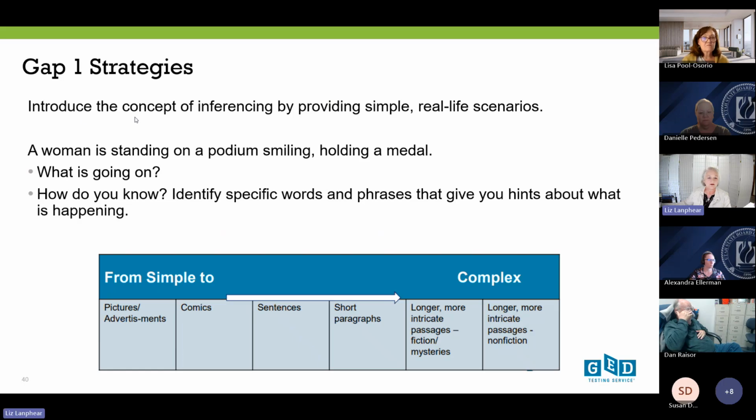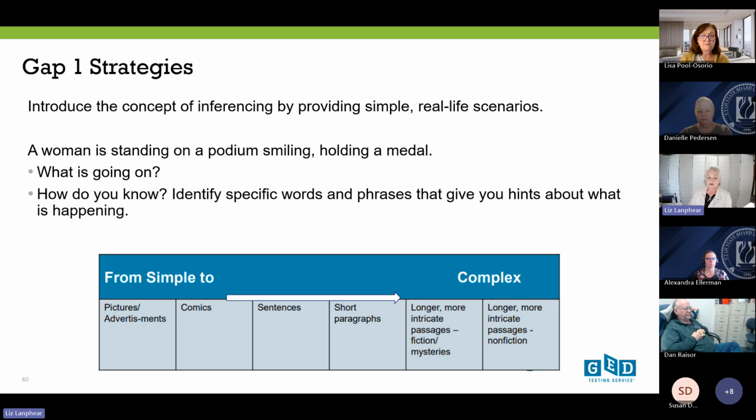So a strategy is to introduce the concept of inference by providing simple, real life scenarios. So a scenario of a woman standing on a podium, smiling, holding a medal. Ask your students, what is going on? How do you know? Identify specific words and phrases that give you hints about what is happening. So this is an easy one, right? They can all visualize a woman standing on a podium holding a medal and infer what could be going on, that she's won some kind of contest.